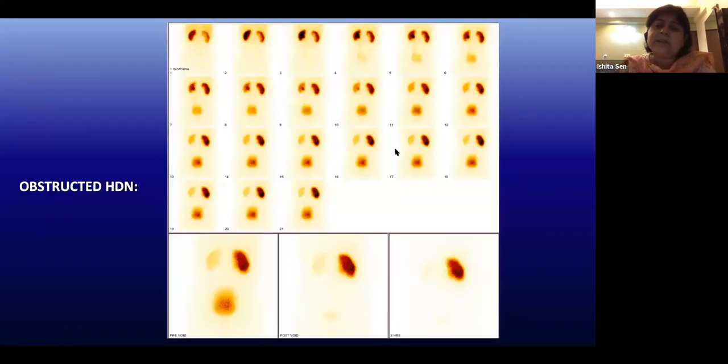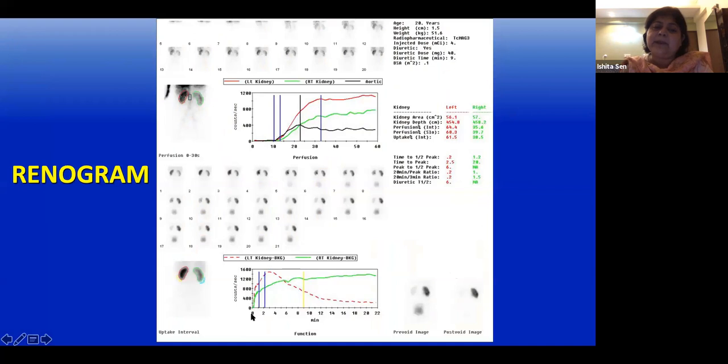So coming to the images, this is an obstructive hydroureteronephrosis, whereby you see that there is a thinning of the renal cortex, there is a photon deficient area medially in the region of the pelvis, which slowly fills up with time. And you can see the renogram pattern. You see this is the normal side, which is the left side. Now in a diuretic renogram, your left is the patient's left, your right is the patient's right. So this is the left and this is the right.